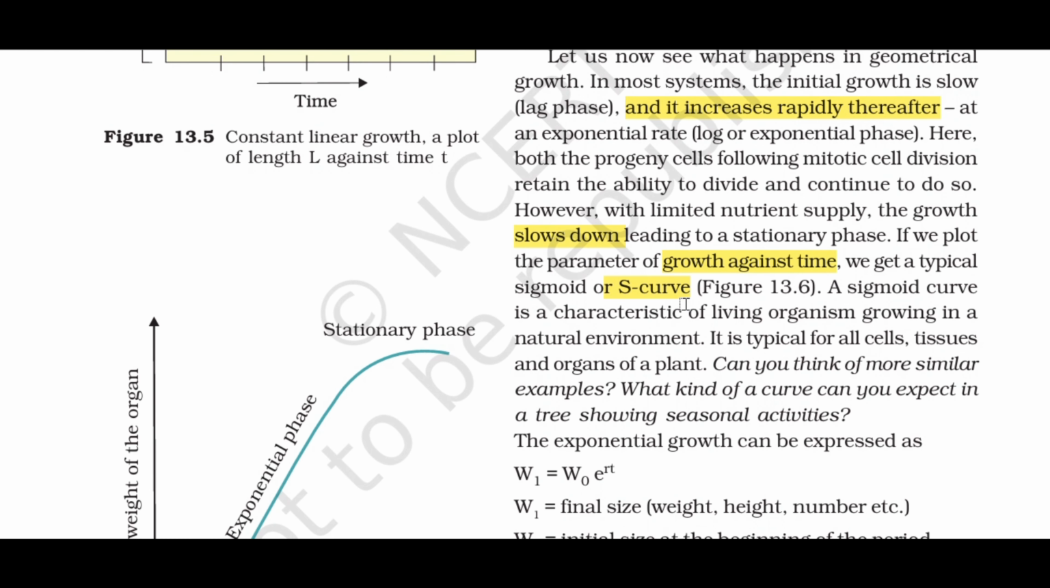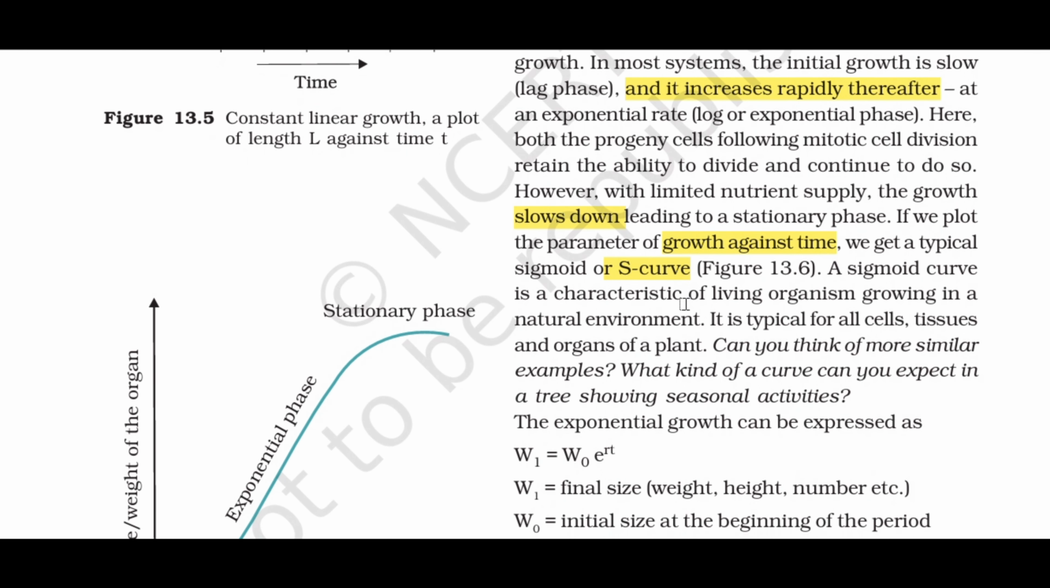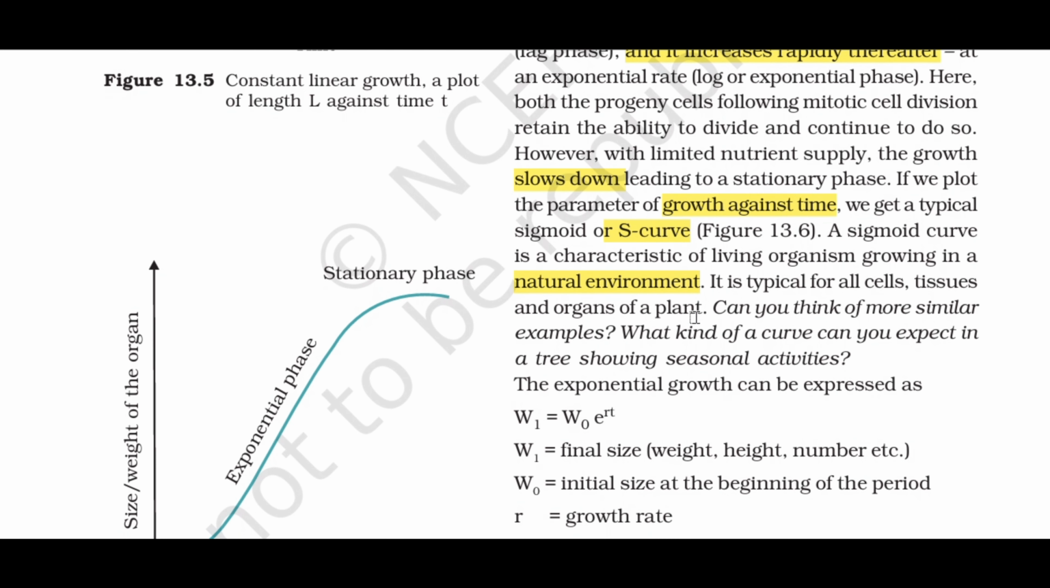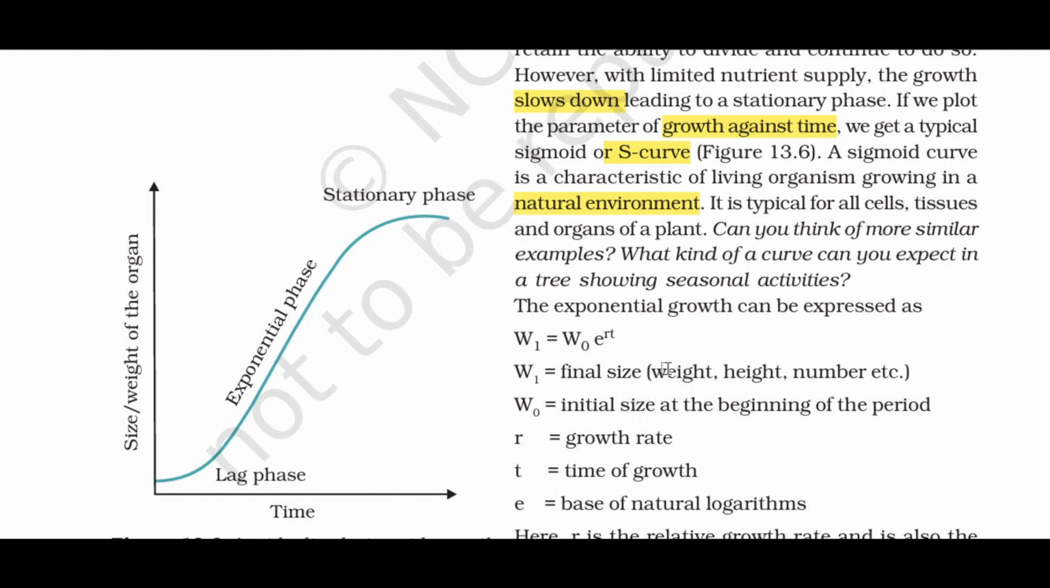A sigmoid curve is a characteristic of living organisms growing in a natural environment. It is typical for all cells, tissues and organs of a plant. Can you think of more similar examples? What kind of a curve can you expect in a tree showing seasonal activities?